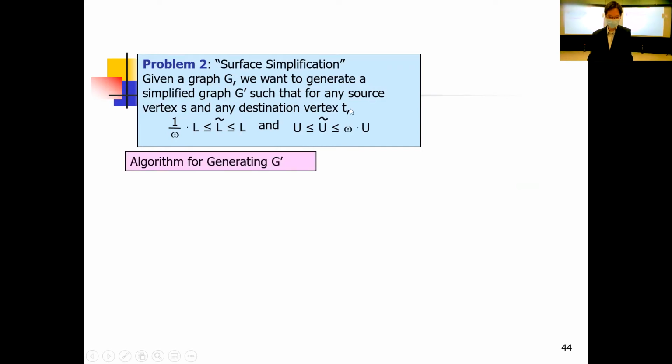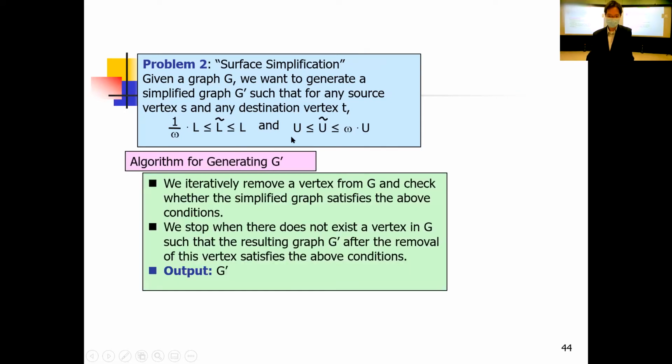Let's see our algorithm to generate a smaller graph. First of all, we iteratively remove a vertex from the original graph and check whether the simplified graph satisfies the above two conditions. We do it again and again, and we stop when there does not exist a vertex such that the resulting graph G pi after the removal of this vertex satisfies these two conditions. This is the major idea.